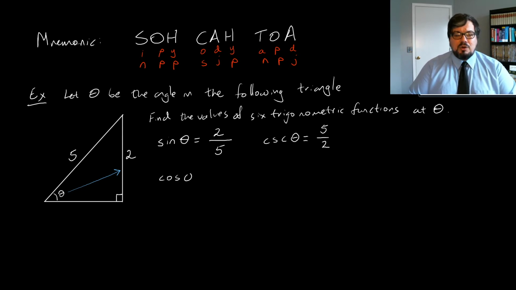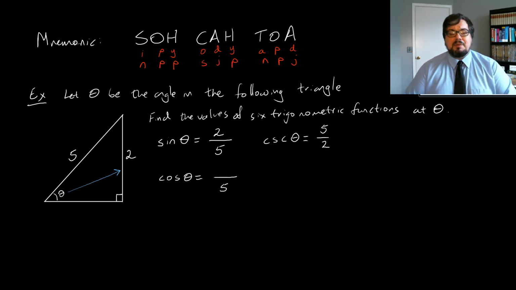Now what about cosine theta? Cosine of theta would be the length of the adjacent side divided by the length of the hypotenuse. Now we know the length of the hypotenuse is 5, but we actually don't have the length of the adjacent side labeled. Here's where we can use the Pythagorean theorem.